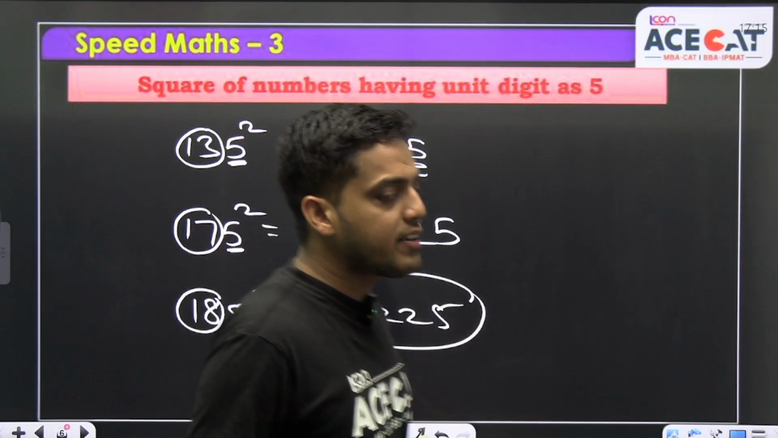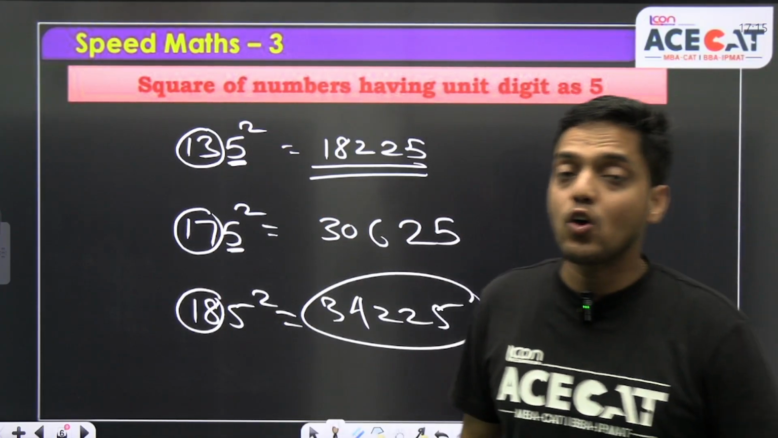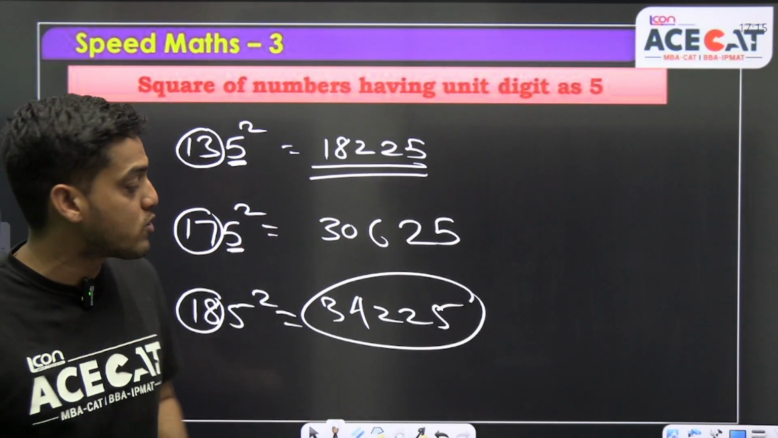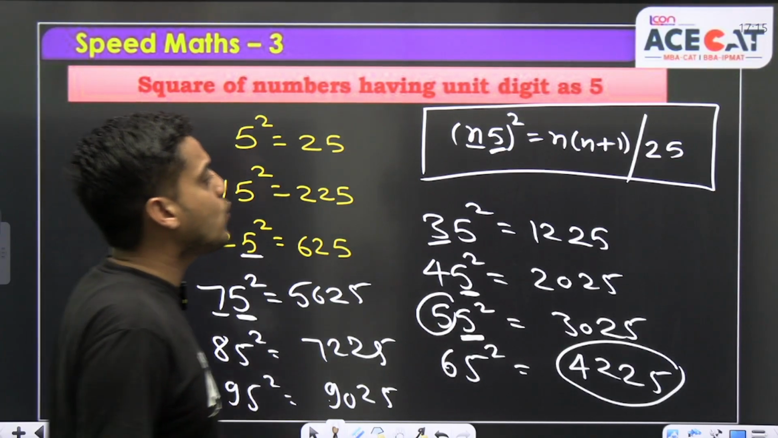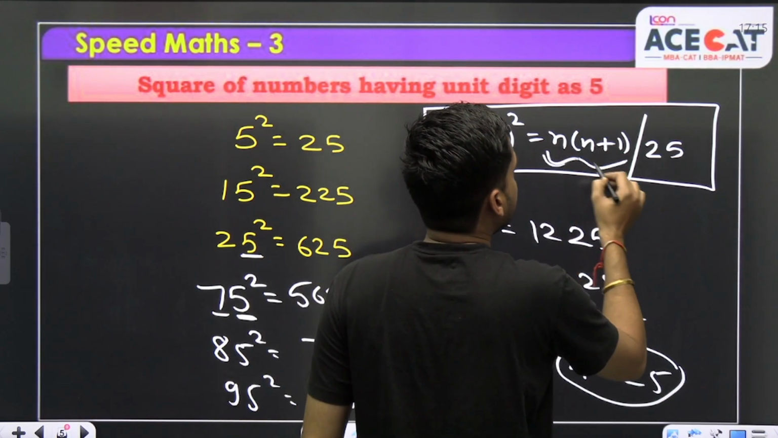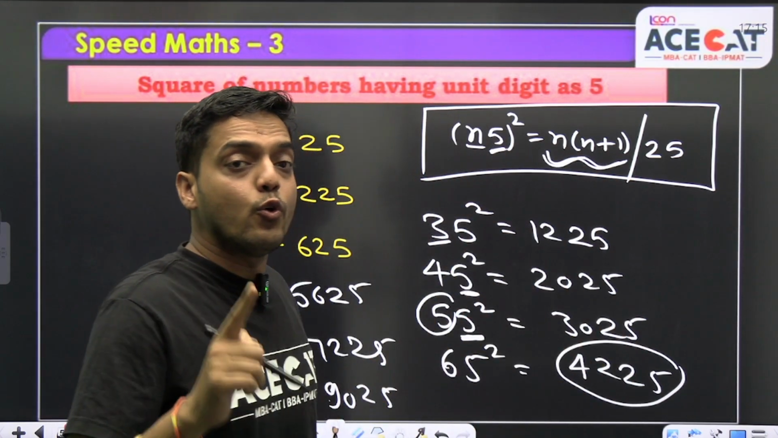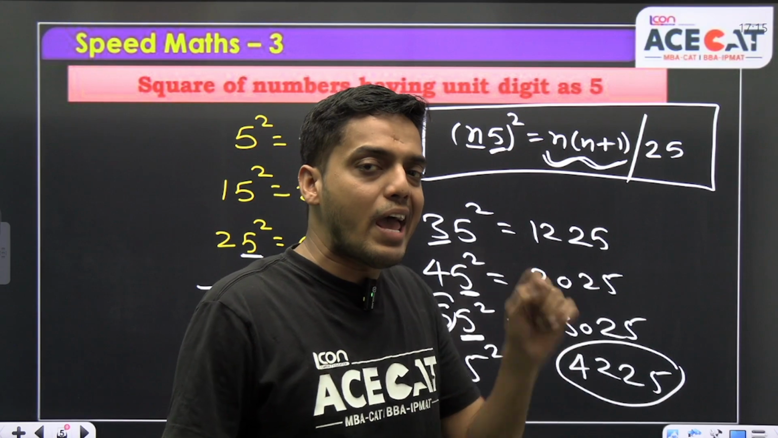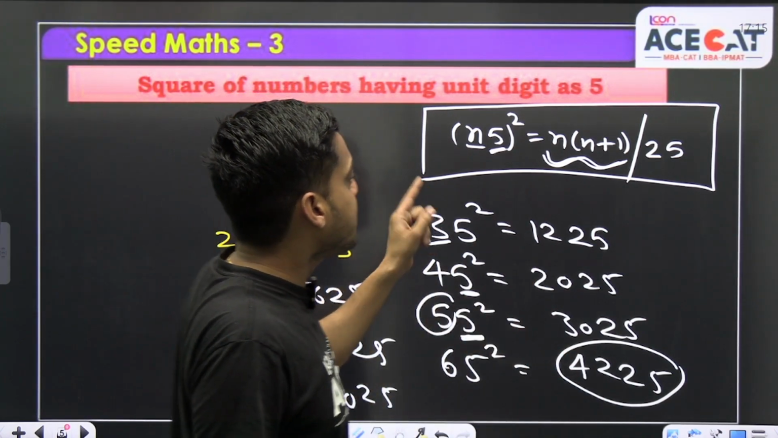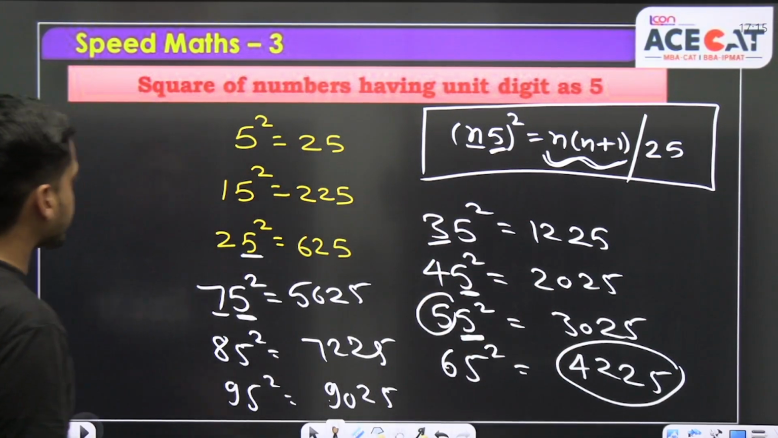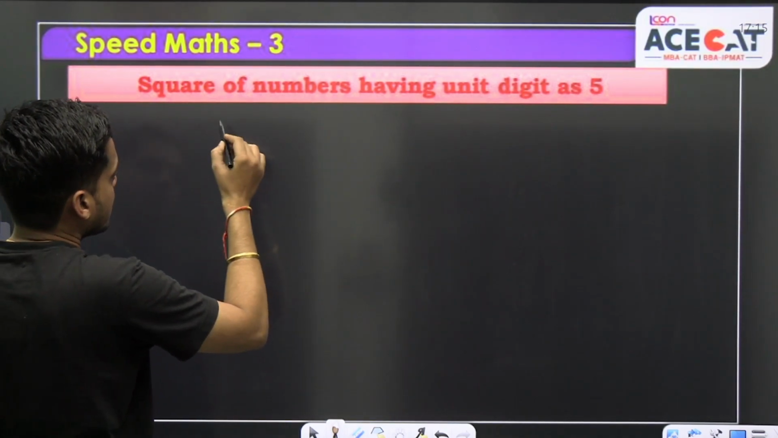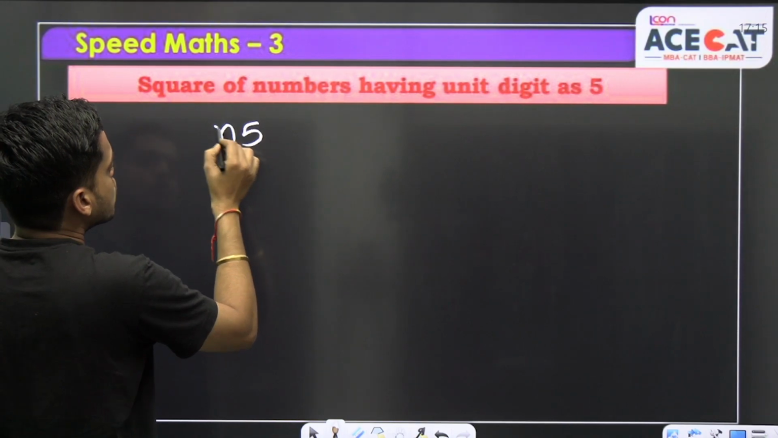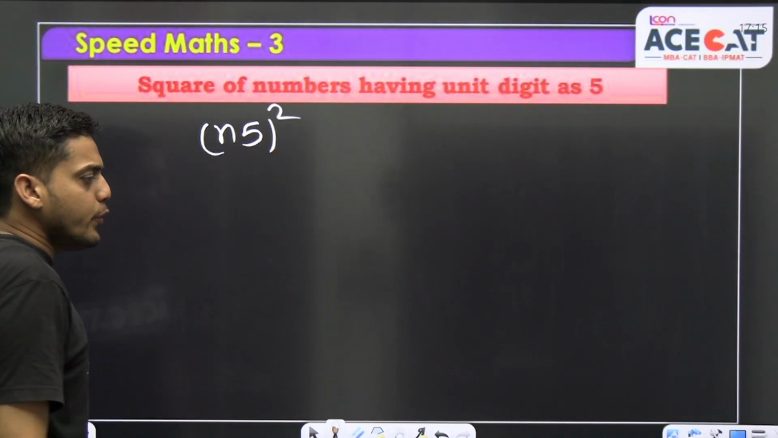I am damn sure it is crystal clear to you now, and you are not having a single issue in these kind of questions and concepts. And why are we doing this, guys? Why are we doing n into n plus 1? Let me explain this. I guarantee you, no one will ever tell you the basic behind this. What is the basic here? Okay, n5 square. Students, do you agree with me?